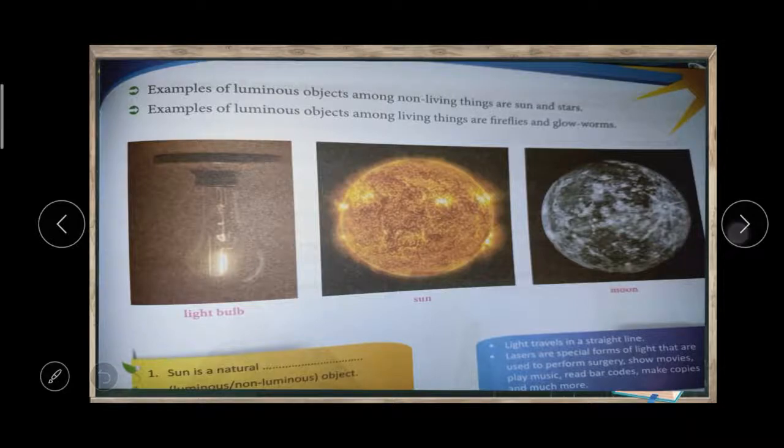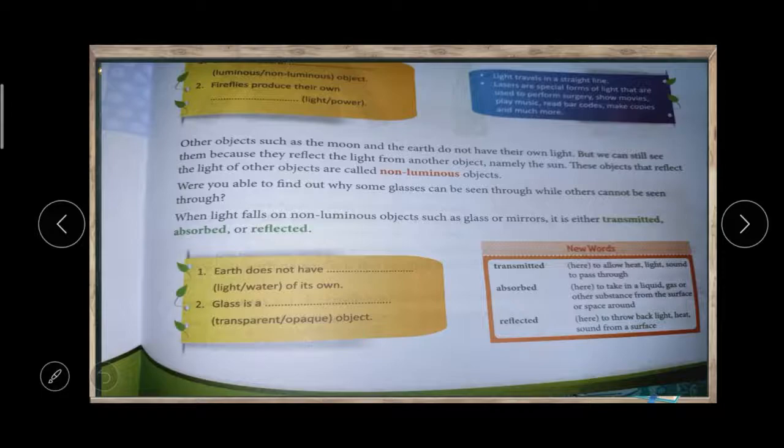Okay, then next one, non-luminous object. We have learned about the luminous object and non-luminous object. So other object, moon. The moon does not have its own light, but still we can see it, right? We see the moon because it reflects the light from another object. It reflects the light of the sun. Those objects that reflect the light of other objects are called non-luminous objects. So the moon is a non-luminous object. It can't produce its own light, but it can reflect the light of other objects.